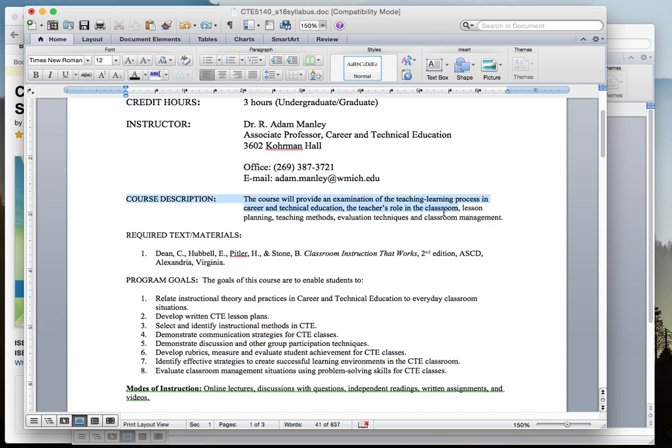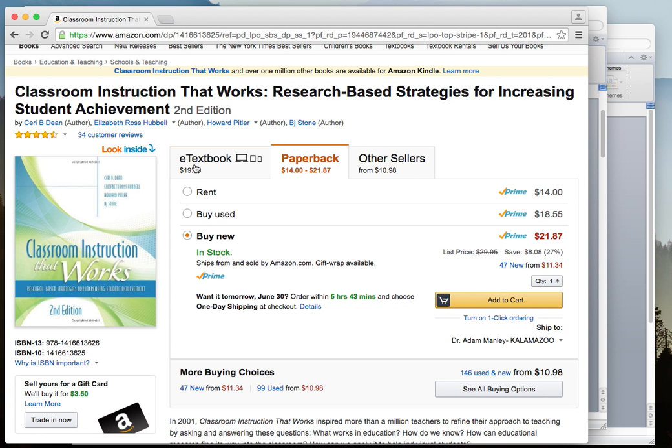I won't go through everything here, but here's the course description. Essentially, this is a teaching method type course. Here's the required text. It's Classroom Instruction That Works, and so I've brought up Amazon here, and of course you don't have to buy from Amazon. They sell it at Barnes & Noble, and they probably sell it in our bookstore as well.